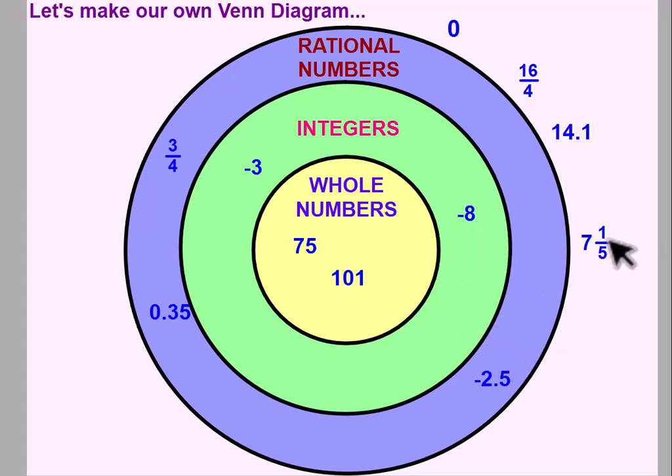7 and 1/5, it's a mixed number, it has a part, so it can only be rational. 14 and 1/10, the same thing. It's got a decimal part, it can only be rational. Then I'm going to skip up here to 0. 0 is just 0, it's not positive, it's not negative, but it's classified as a whole number.